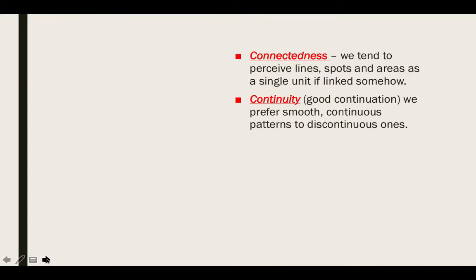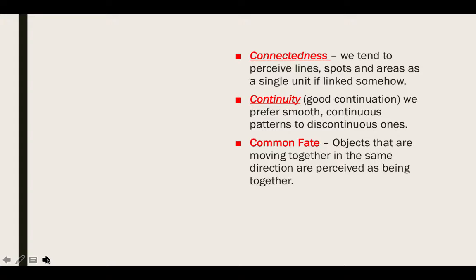Connectedness means we tend to perceive lines and other areas as a single unit, as if linked somehow, even though there are interrupting lines in our original. Continuity, which also means good continuation. We prefer smooth, continuous patterns to discontinuous ones. So we may see waves and circles and arcs in incomplete objects as well. And common fate, objects that are moving together in the same direction are perceived as being together.